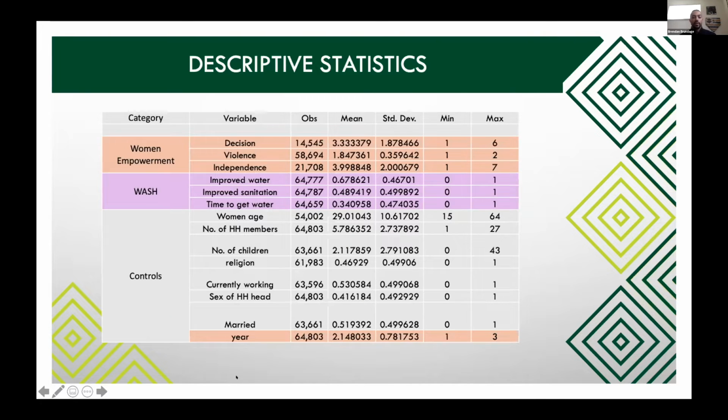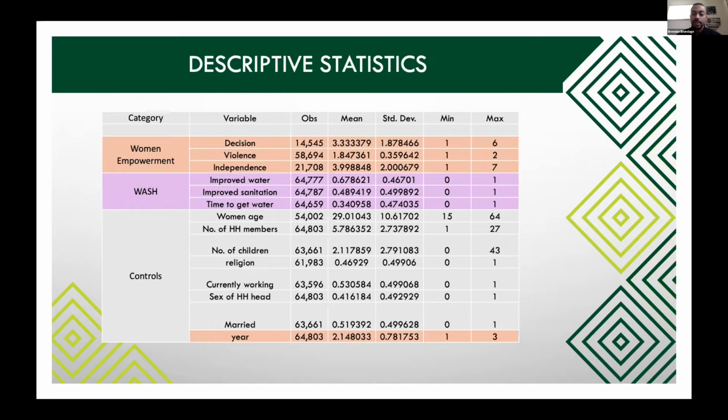So here we have our summary statistics. The highlighted portions are our interest. The top portion is our women empowerment indexes. So we have decision, violence, and independence. You can see that the observations are different between the three. Decision-making is only asked towards married women who get paid in cash. Violence is asked to both men and women, and independence is asked to just married women.